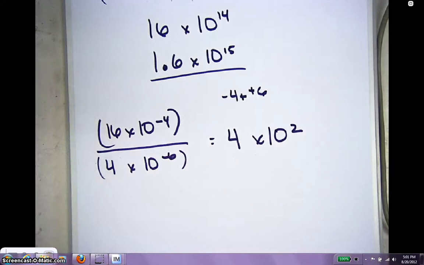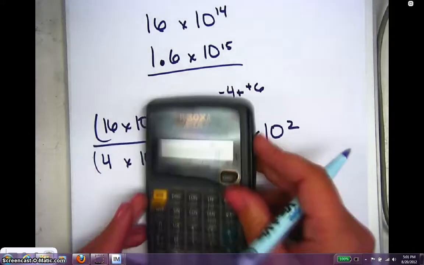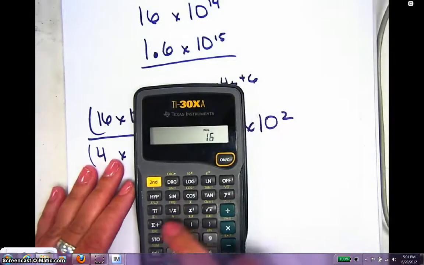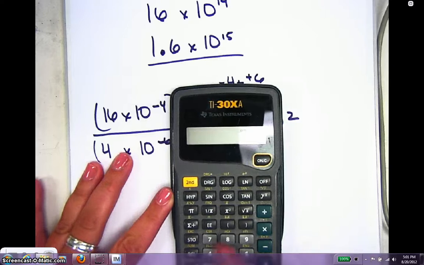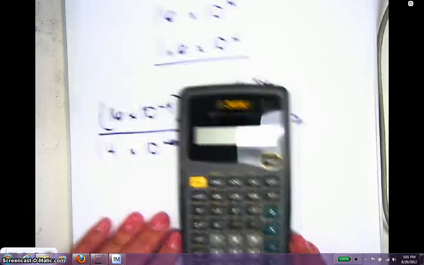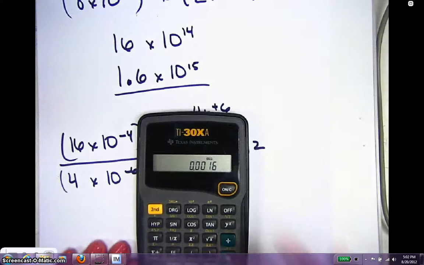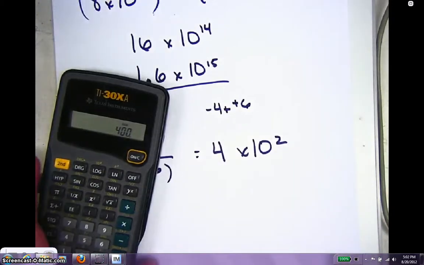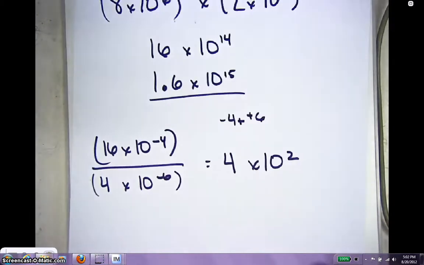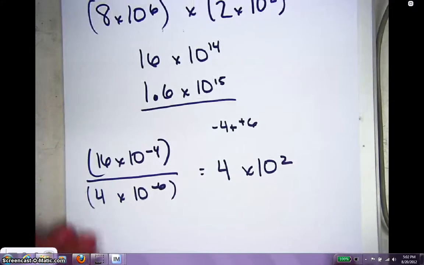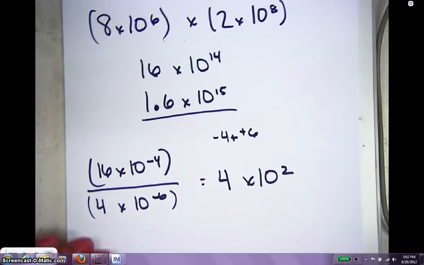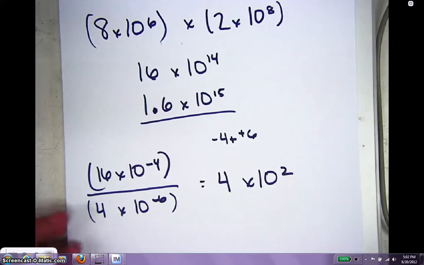Okay? Now let's punch it into the calculator. So I have 16 EE, and then I would hit negative 4. Oops, there's kind of a glare there. Let me move it over a little bit. And then divide that by 4 EE negative 6. Enter. And I get 400, which is 4 times 10 to the 2nd. Okay? And we'll be doing a lot of practice with this on a math worksheet in class, so you'll get to practice and get the hang of it and learn how to use your calculator.